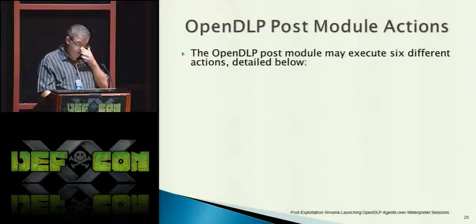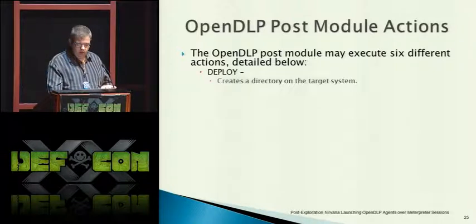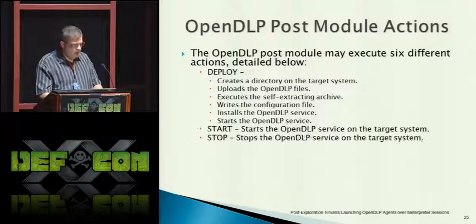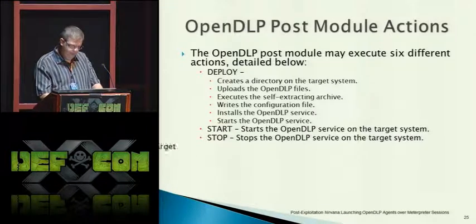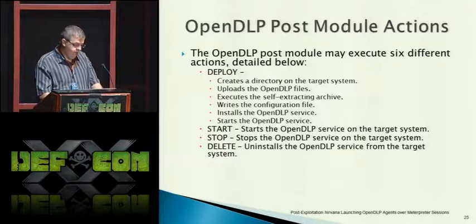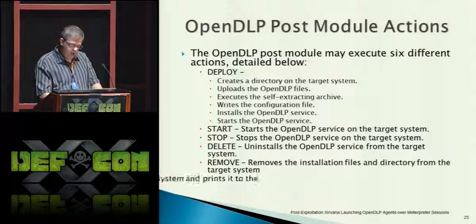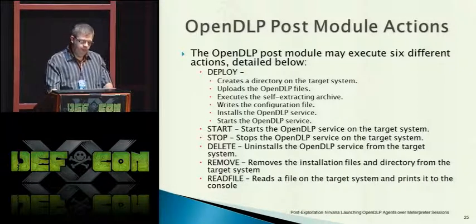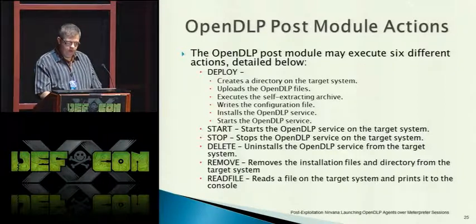And so this post module has 6 different actions. I can deploy, which will create a directory on the target system, upload the OpenDLP files, execute the archive, write a configuration file, and install and start the service. I can independently start and stop the service with this module. I can delete the service, uninstall it. I can remove all the installation files, and again, I can read a file off the target system. And this is the post module that's installed in Metasploit.